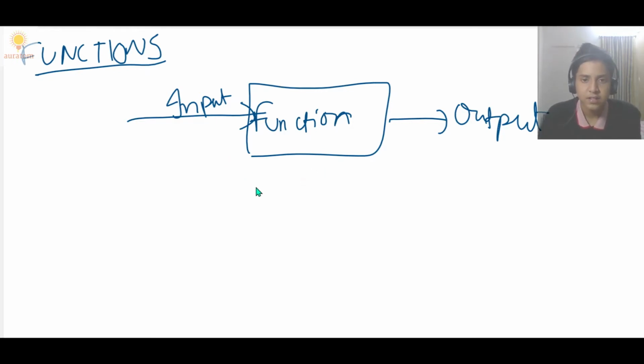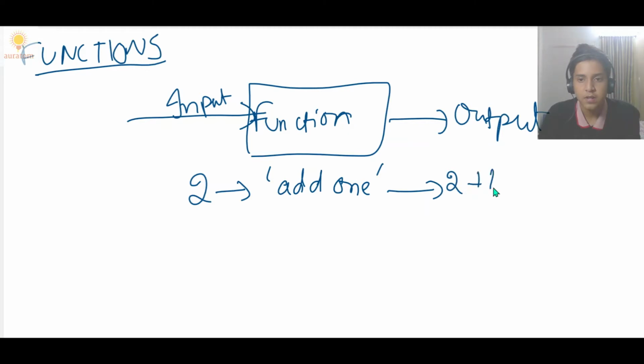Let's take an example. If the function's operation is to add one, and we give an input, suppose the number 2, and this function's operation is to add 1 to that input, so what output do we get? We get 2 plus 1, right, which is 3. So that's how a function works.